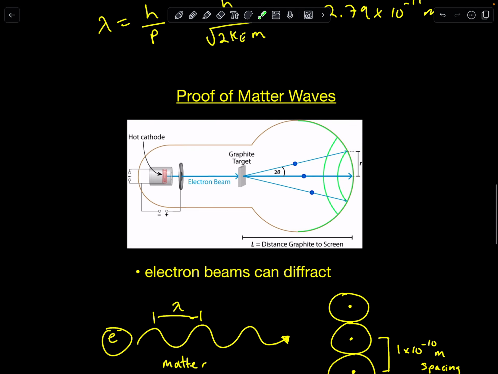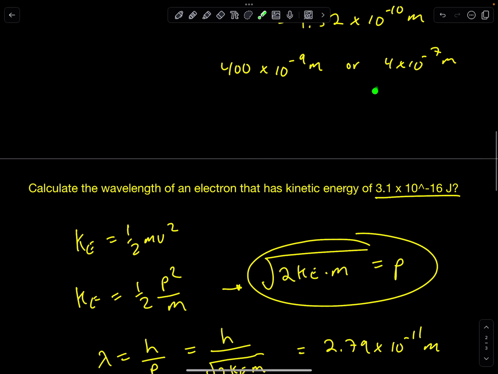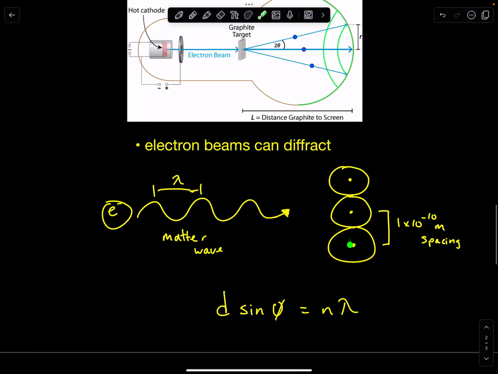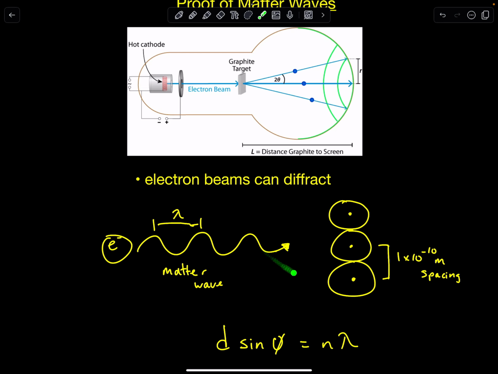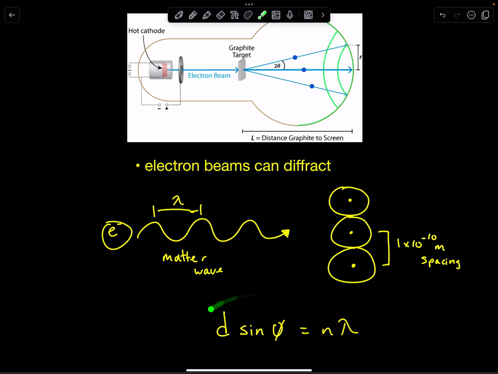So if you remember in our previous calculation, the wavelengths were around 10 to the minus 10 meters. So if the spacing between atoms is around 10 to the minus 10 meters, we would expect that these electrons should diffract through that material. So I could use this diffraction equation to calculate things such as the spacing between atoms, that would be d, or the wavelength of matter if I measured the angle of diffraction.